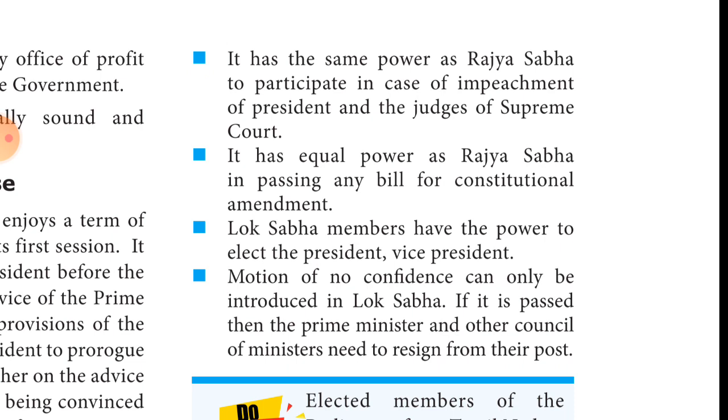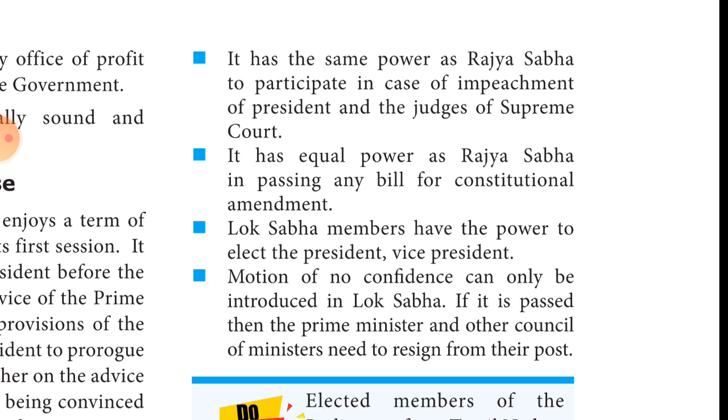Lok Sabha members have the power to elect the representatives like the president and the vice president. This is a common one. The Rajya Sabha members also elect the president and vice president. Similarly, the Lok Sabha members also elect the president and the vice president. The next, the motion of no confidence can only be introduced in the Lok Sabha. That means the motion of no confidence, the no-confidence vote. Where is it possible? Only in the Lok Sabha. If it is passed, then the prime minister and the other council of ministers need to resign their posts.